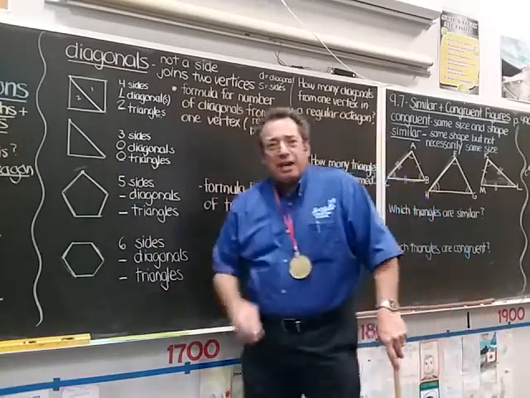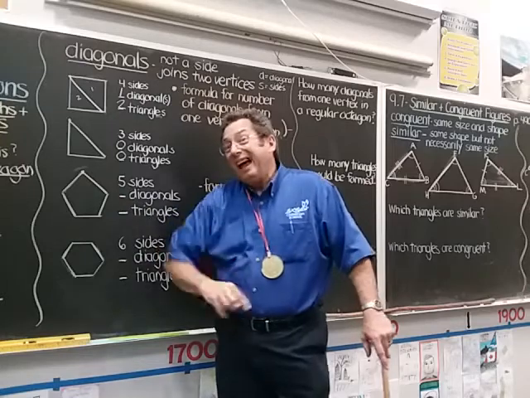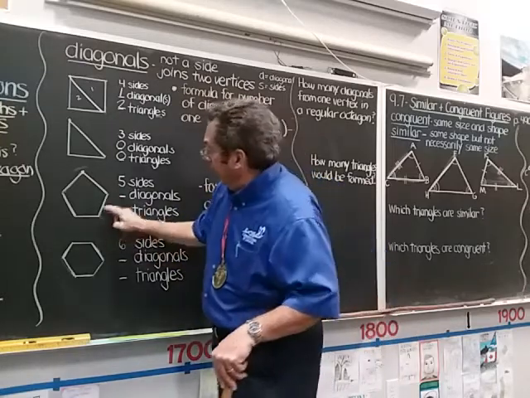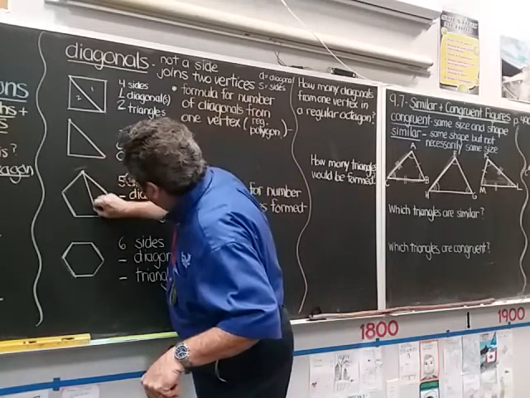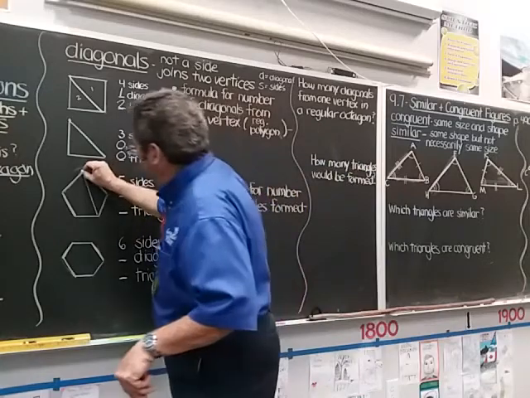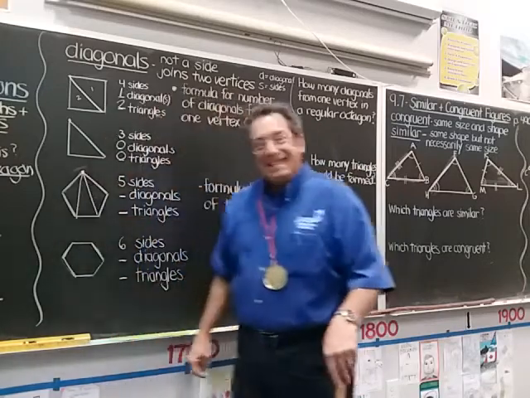All right. How many diagonals can I draw from that vertex to one of the other vertices, but not be one of the sides? Well, how about this one in here? I can draw down to that. All right. Can you see another one? How about if I go from here to there? Can you see any others?